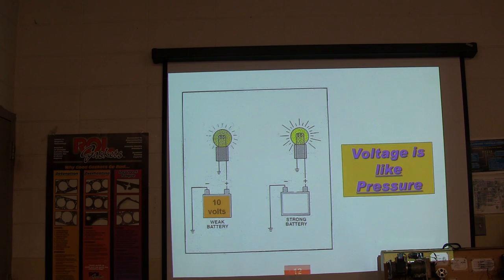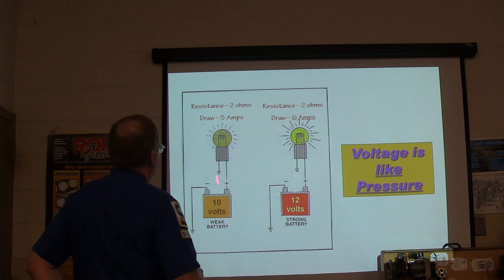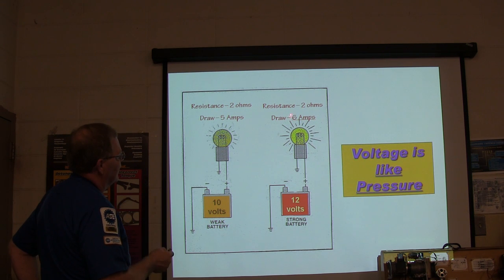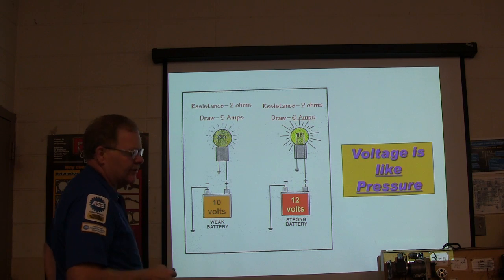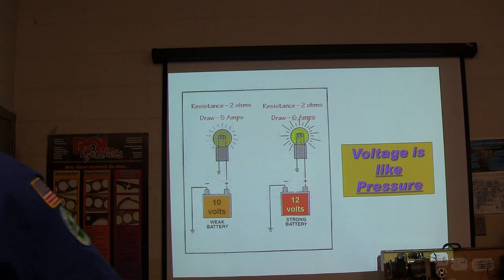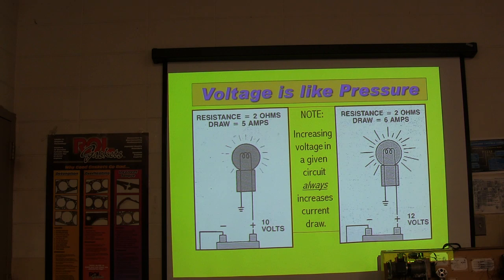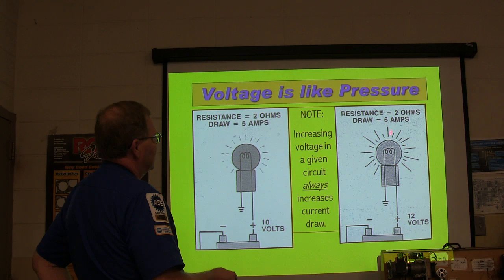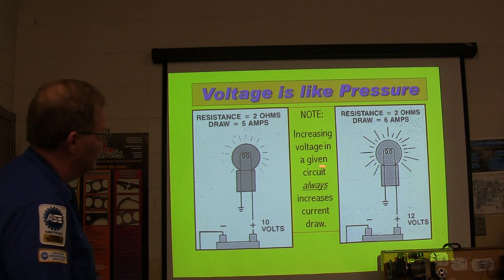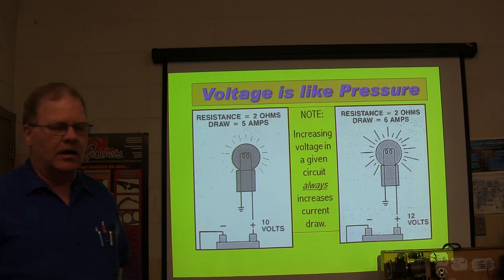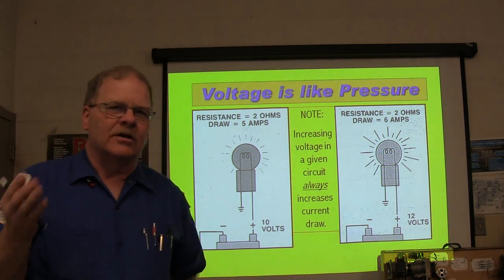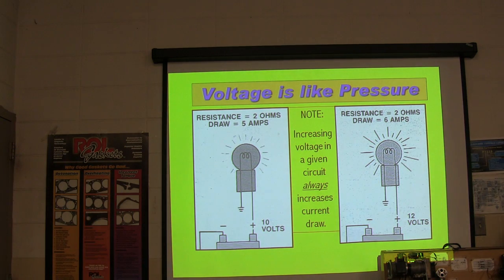All right, voltage is like pressure. Look at this. 10 volts, you've got a weak battery here. Current draws 5 amps, resistance is 2 ohms. But when you've got 12 volts, you've got more current going through there, resistance is 2 ohms. 2 ohms draws 5 amps, 2 ohms draws 6 amps, it's the same deal. An increase in voltage in a given circuit always increases current flow. If the only thing you change is the voltage, when you go up with the voltage, you're going to have more current draw. That's just the way it is.